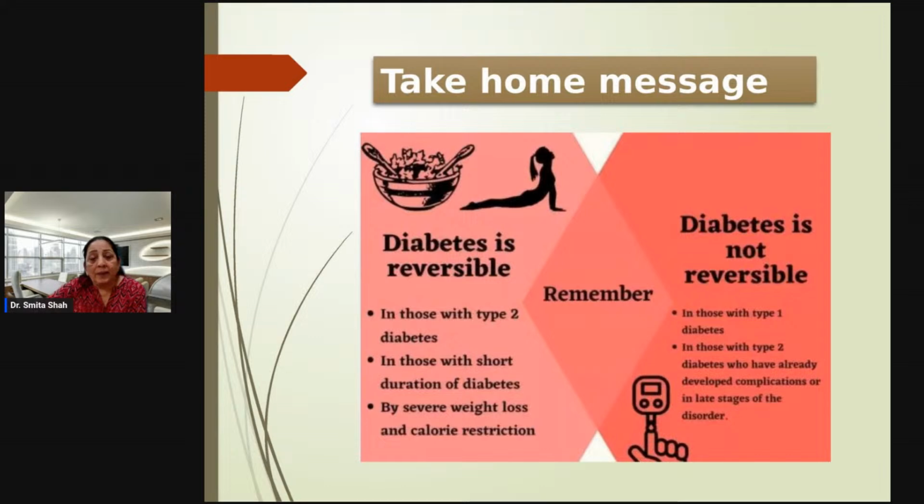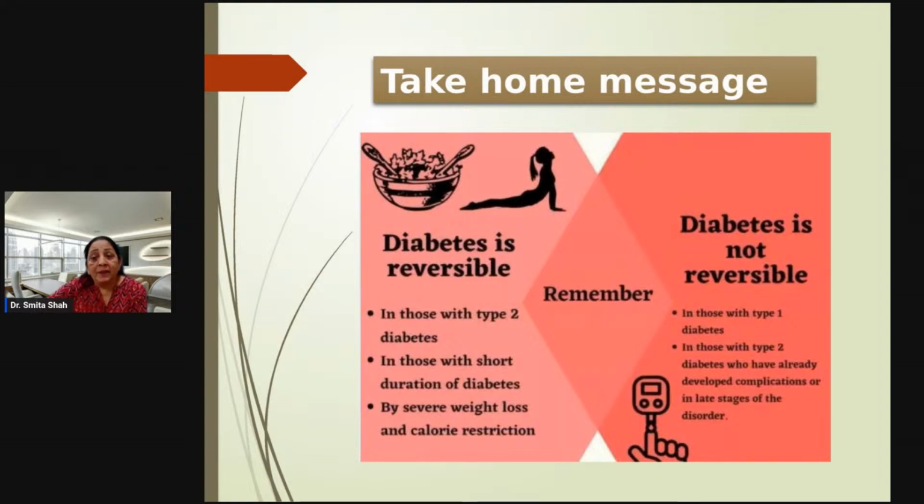The take home message is that diabetes is reversible in those with type 2 diabetes of short duration. That is most important. If the patient has a duration of 2, 3, up to 4 years, it's very useful, along with severe weight loss and calorie restriction. So if the patient is very obese, morbidly obese, and you go for more weight loss, he may go into reversal.